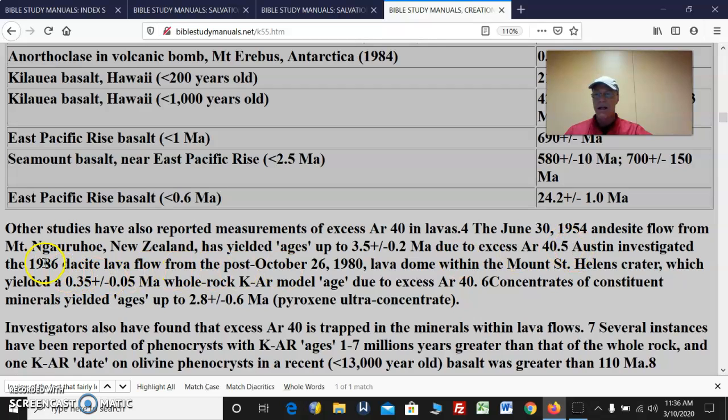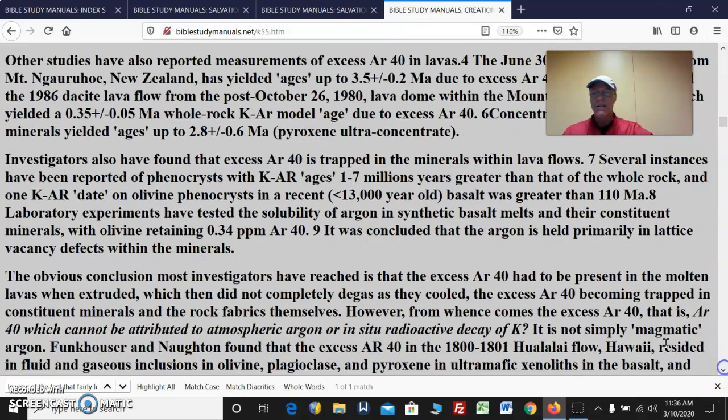Austin investigated the 1986 dacite lava flow, Mount St. Helens, which gave a so-called age of a million years due to excess argon. Concentrates of constituent minerals yielded ages up to 2.8 plus or minus 0.6 million years. Wow. Investigators have found that excess argon-40 is trapped in the minerals within lava flows.